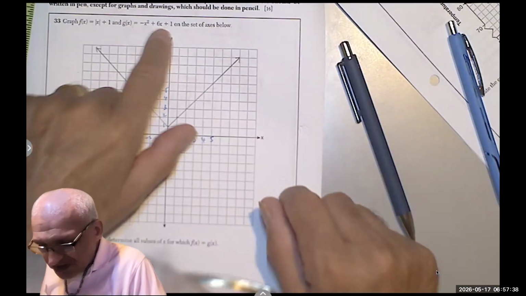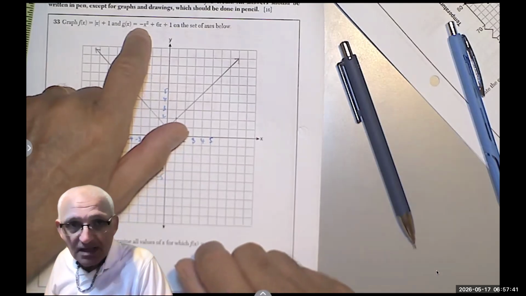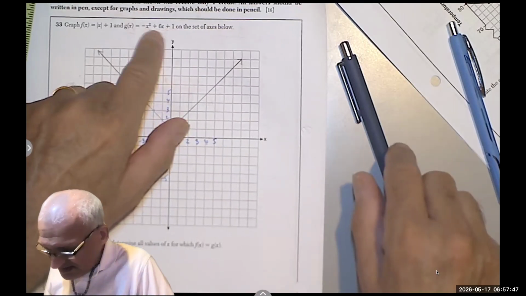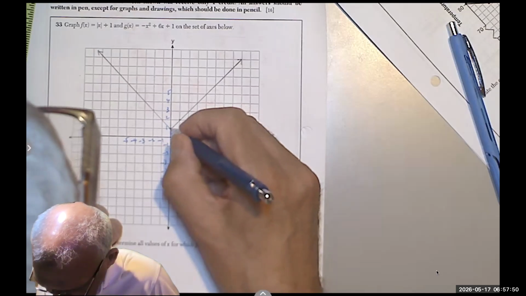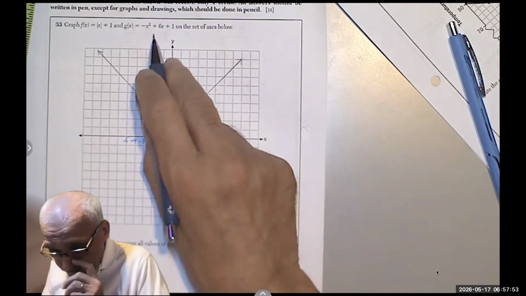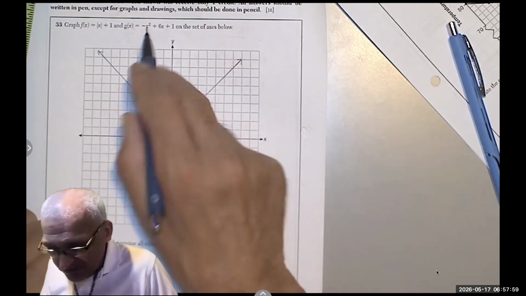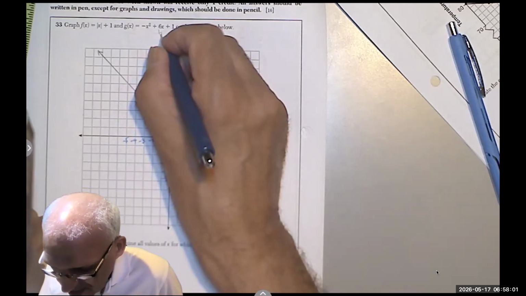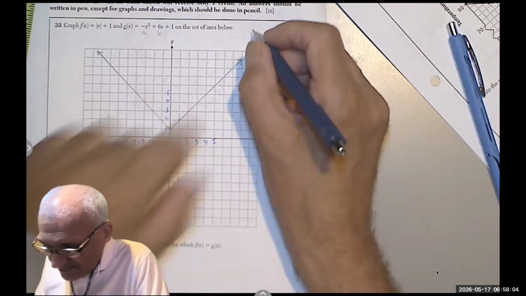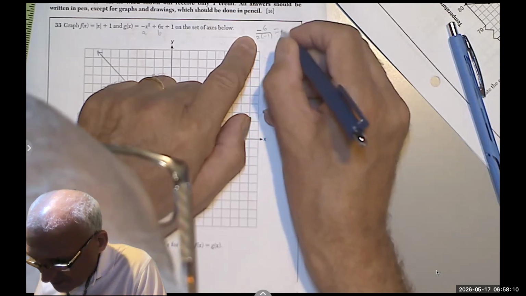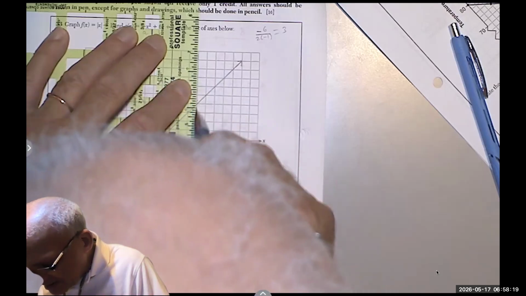For the second equation, negative x squared, that's a parabola opening down because of the negative sign. Its y-intercept is 1, meaning if x is 0, I get the same point. The axis of symmetry is negative b over twice a. So negative 6 over 2 times negative 1 equals positive 3. So positive 3 here is the axis of symmetry. I'm going to draw just a dashed line.